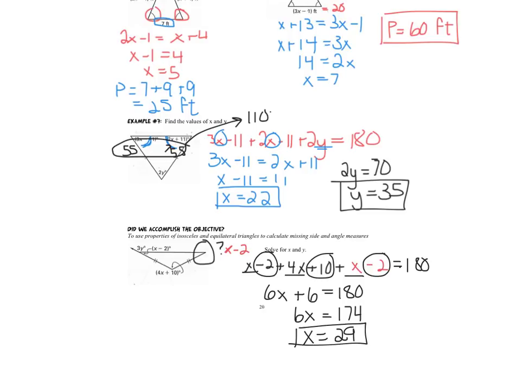All right, how is that going to help me find y? Well, as I said before, I would use that these two are a linear pair. They have to add up to 180. So 3y plus x minus 2, but we know x is 29, minus 2. That has to add up to 180. So 3y plus 27 equals 180. 3y is going to equal, if I subtract 27, I get 153. y is going to equal 51.